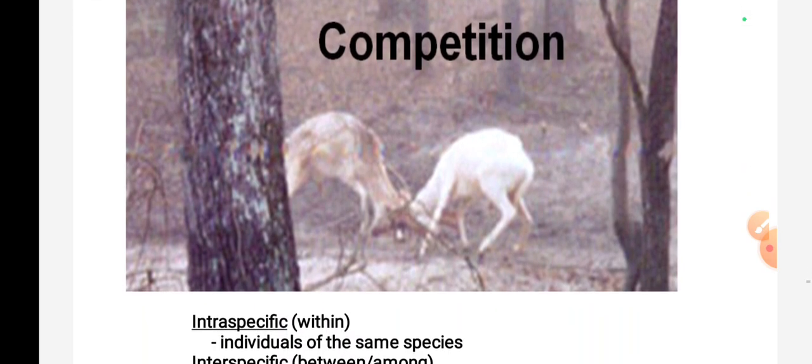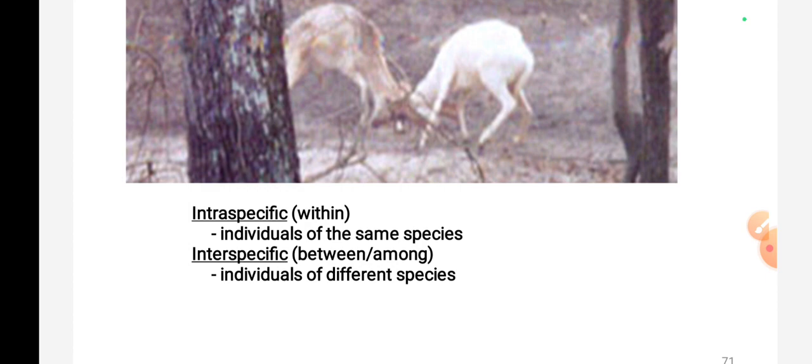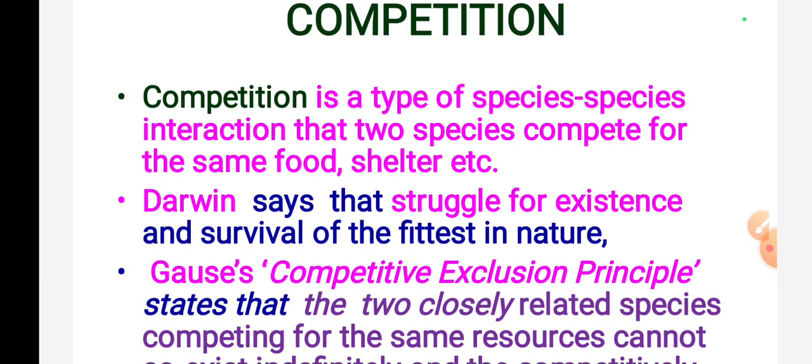Then competition. See, one animal fighting with another animal for food. There are two types of competition: intraspecific and interspecific. Intraspecific means within: individuals of the same species fight for food. Then interspecific, between or among individuals of different species, also fight for food. Competition is a type of species interaction in which two species compete for the same food, shelter, etc.